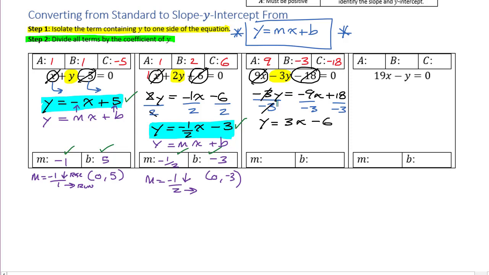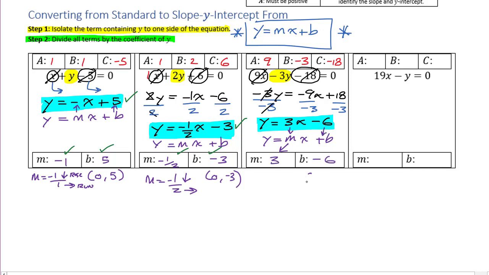So I did it. I'm going to highlight. That's my answer. I want to find the equation in y equals mx plus b form. It's a really important skill. All right, and it takes 2 steps at most. So if we write y equals mx plus b, what's the m, what's the b? Well, the m is 3. The b is negative 6.